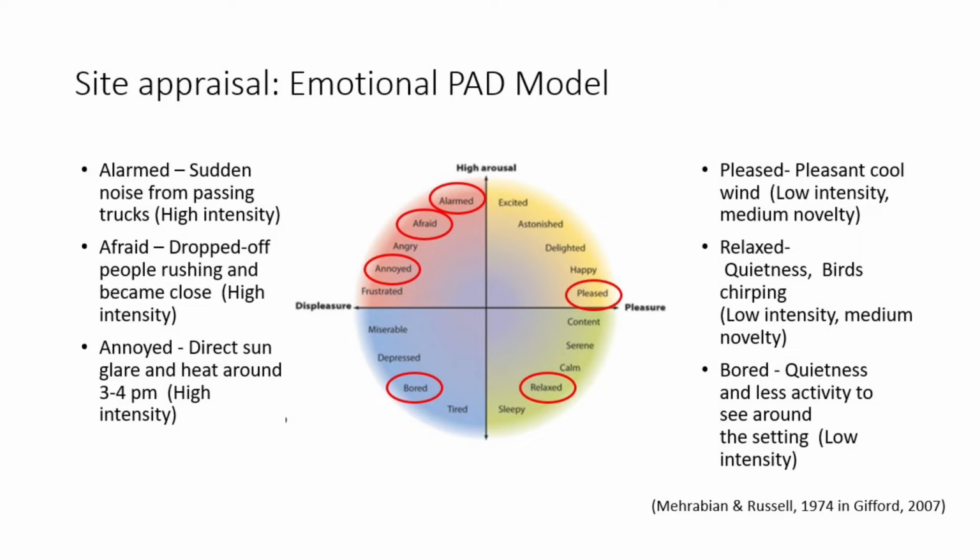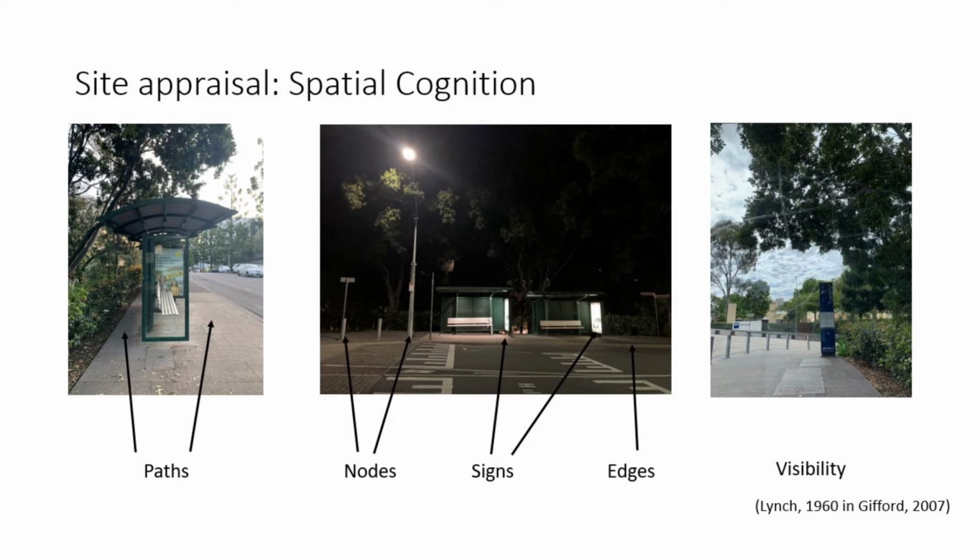When I went into the setting in the afternoon, I felt really annoyed by the intense sun glare and felt bored as there is no vibrant activity to see around the setting, just the quietness, which on the other hand makes me feel pleased and relaxed on hot days because of the cool winds and the sound of chirping birds. You can see this part which I talked about earlier. It became the shortcut between the shelter and the bushes, and it is observed that people usually use this when they are in a hurry.